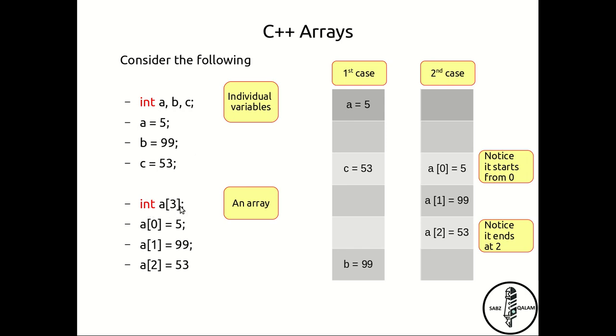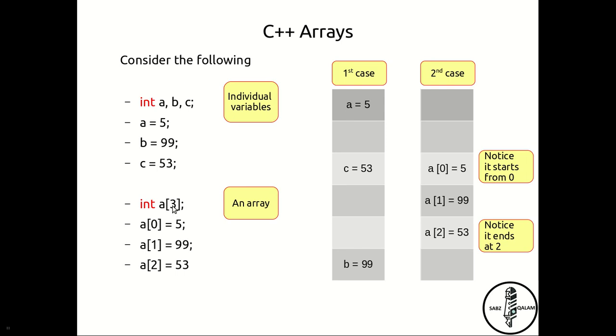This is how an array is declared. There is the data type, the array name, and the size of the array. Now notice, if the array is of size 3, the first element starts with the index 0, whereas the last element has index 2. So this is the size of the array, and the array is indexed from 0 to 2. So for an array of size n, it will be indexed from 0 to n minus 1.